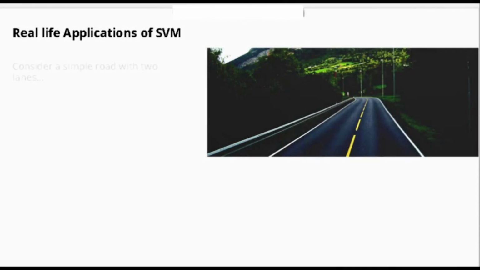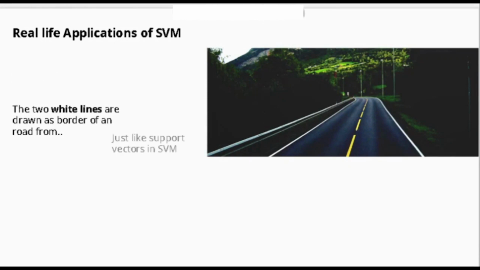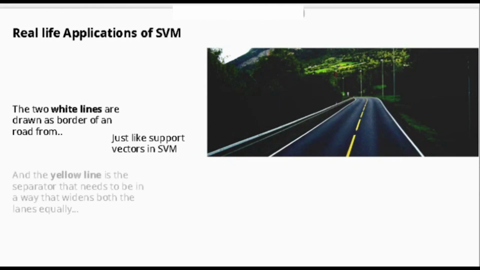Now let's talk about the real-life applications of SVM. Consider a simple road with two lanes. The two white lines are drawn as border of a road, just like support vectors in SVM. And the yellow line is a separator that needs to be in a way that widens both the lanes equally. Or should I say, it should be in a way that maximizes margin of the road.